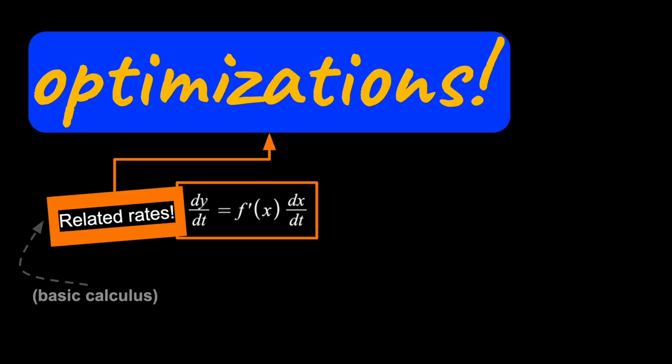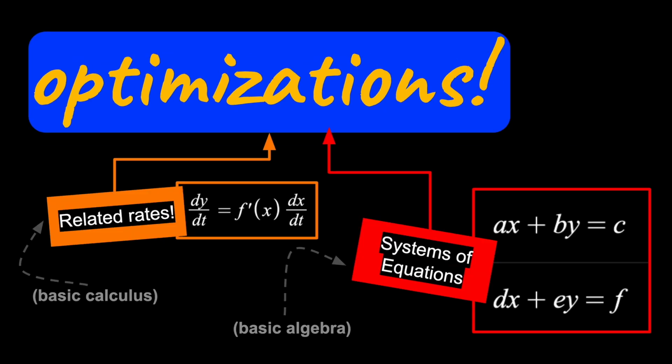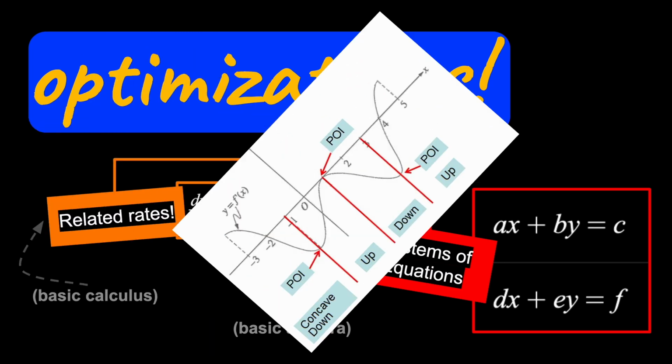In this case, optimizations. These are really hard because they're basically related rates and systems of equations combined into one with a sprinkle of graph function shaped stuff.